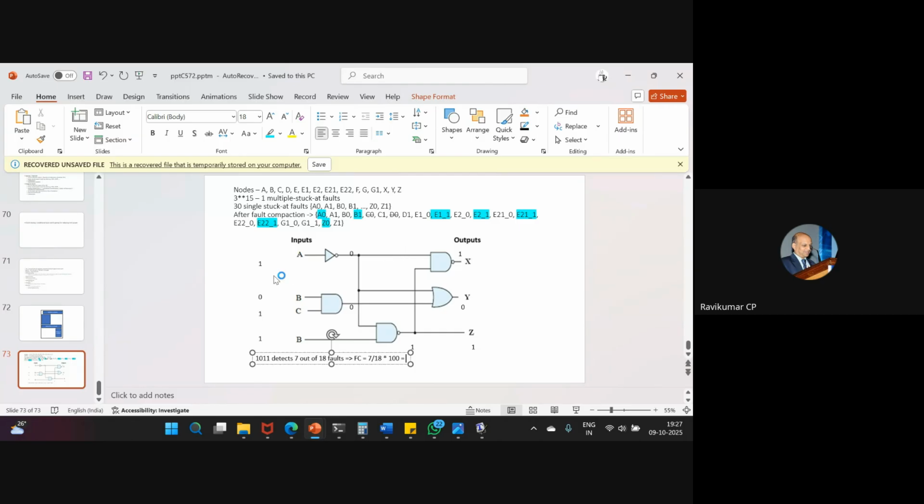So if you take, let us say, about 3 or 4 random vectors together, they may detect maybe it will go up to 11 or 12. Okay, so selecting more random tests can increase fault coverage.